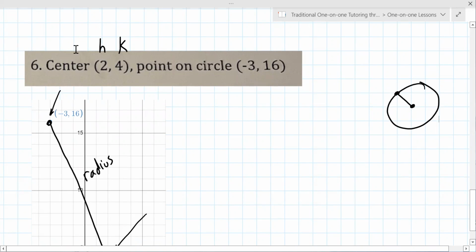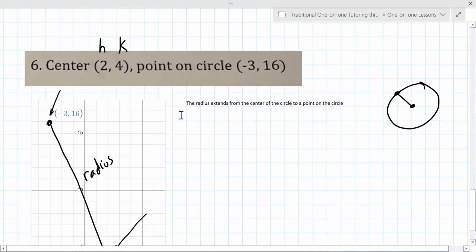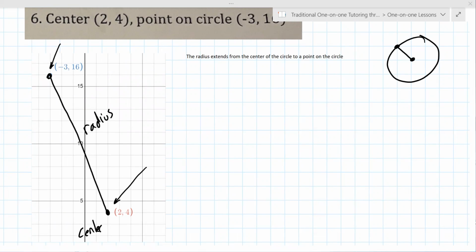Let me type that out here just so that you've got it. The radius extends from the center of the circle to a point on the circle. So (2, 4) is the center, and (-3, 16) is on the circle. Now let's keep it like this.